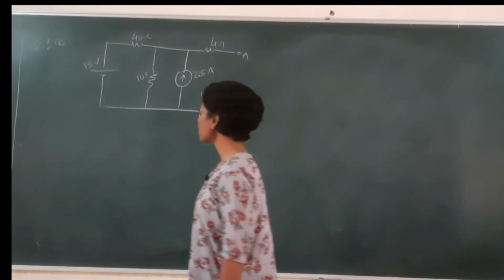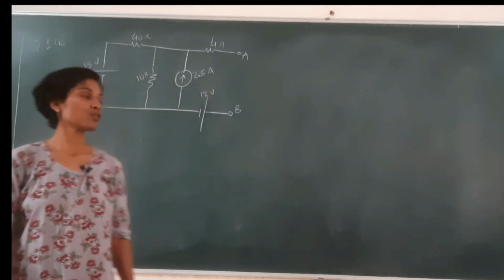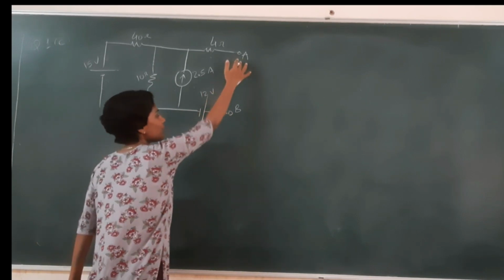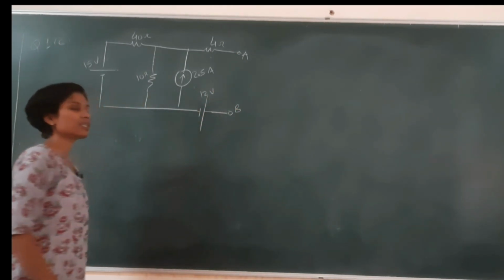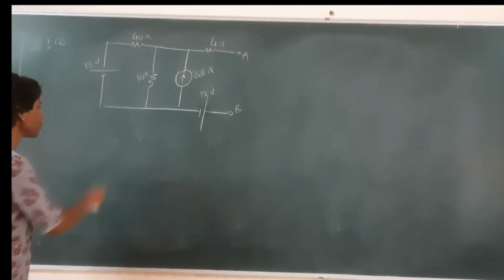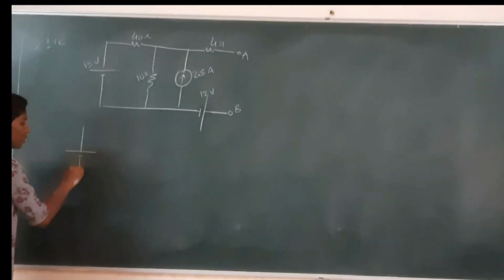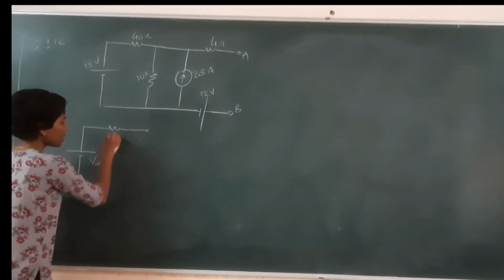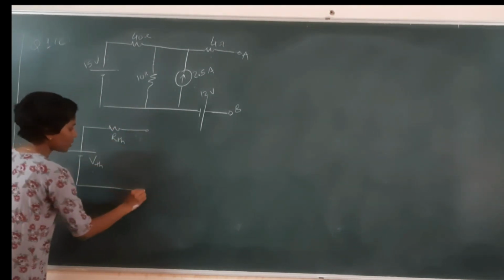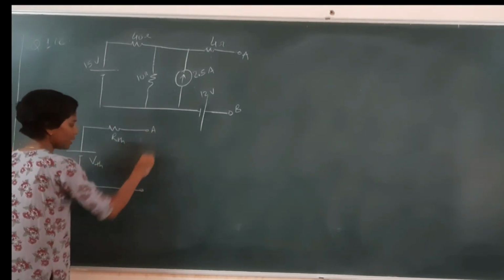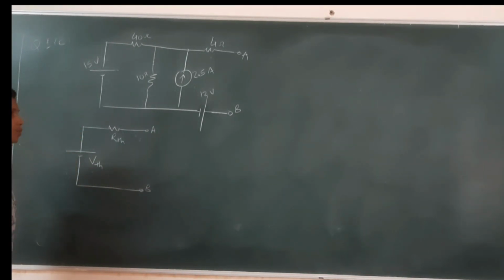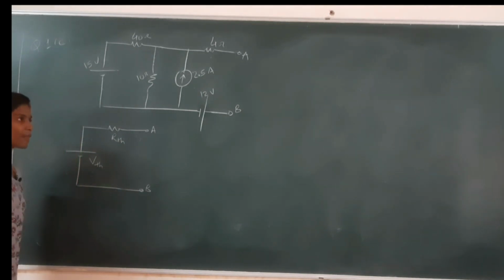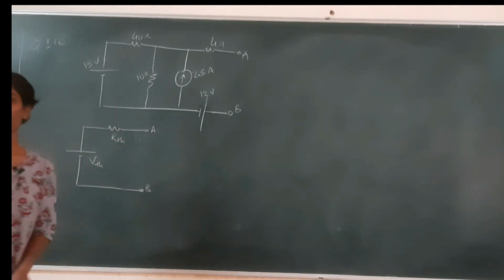Now the next question is, we have to apply Thevenin's theorem to solve this numerical. Here we have terminals A and B, so we have to draw the Thevenin's equivalent network. That is a voltage source VTH and a resistor RTH, connected in series across terminals A and B. So this we have to draw finally for this network. That means we have to get the values of VTH and RTH. Let's check how to go for the solution.